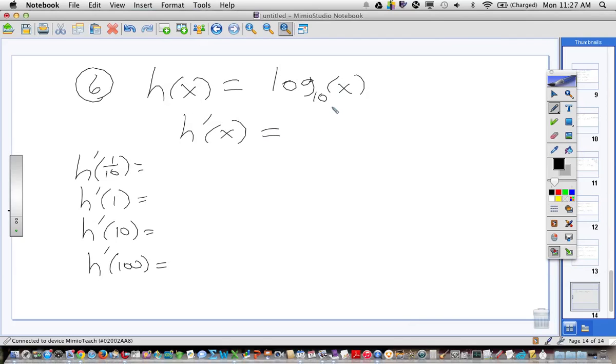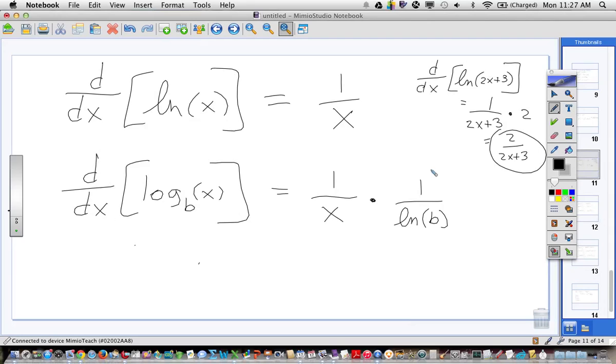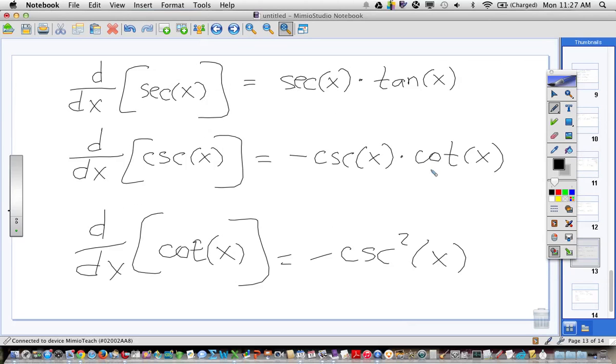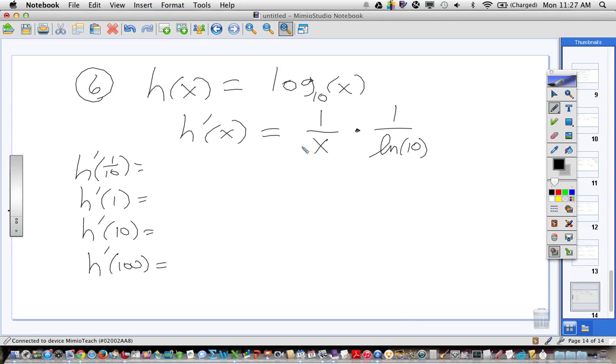So the derivative of this would be what? 1 over x times 1 over natural log of 10. Isn't that what the rule said right here? It's 1 over x times 1 over ln of the base. The base is 10. So there's our derivative. That's H prime of x.